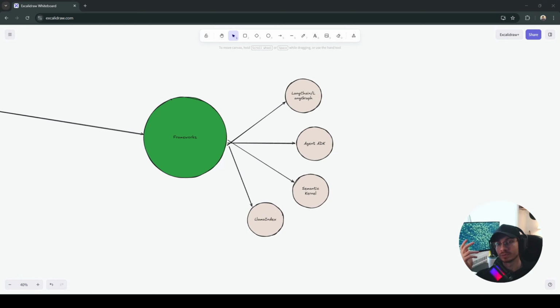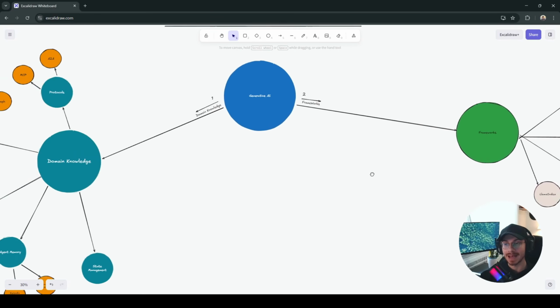Semantic Kernel is a framework developed by Microsoft. It's good, it's fast. I like that too. And LlamaIndex, it's been a while since I used LlamaIndex, to be honest, but something I can say is it's really good for RAG. It's a RAG-focused library. It's not an agent development library. It's a library you can count on if you want to develop a RAG pipeline.